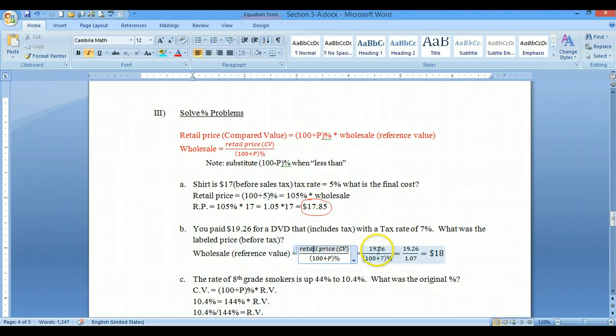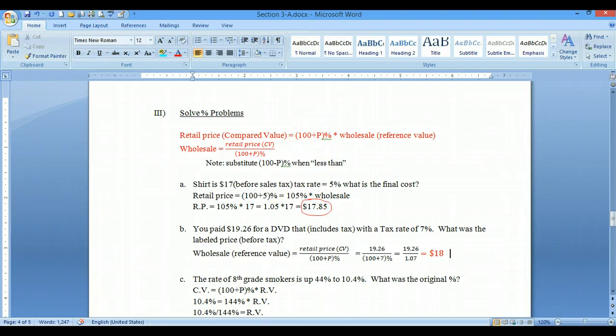So I paid $19.26. That's my retail or my compared value, divided by what I ended up paying in tax percentage. So I have 100% that I paid for the shirt or the DVD, and then 7 for the tax. 19.26 divided by 1.07 gives me $18. And a good way to check that is to go through and put the $18 in the previous formula. And I'm going to go ahead and highlight that. You can put $18 here for the wholesale, 18 times 100 plus 7.